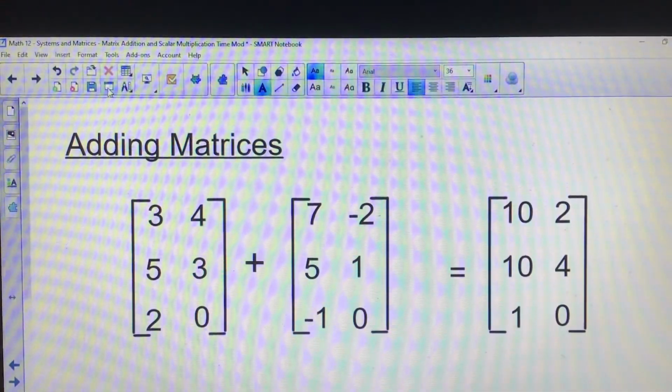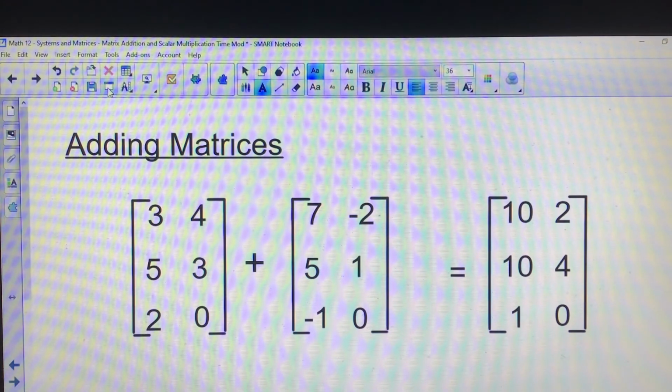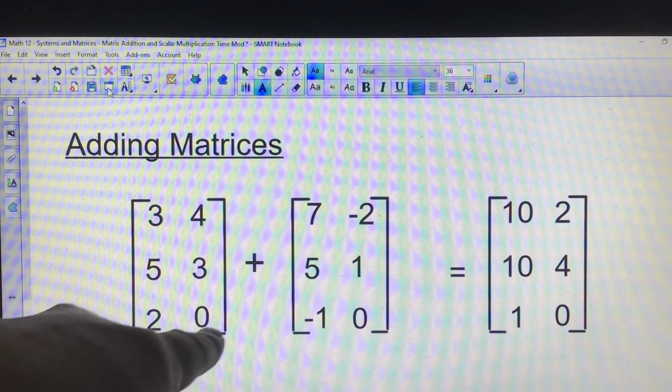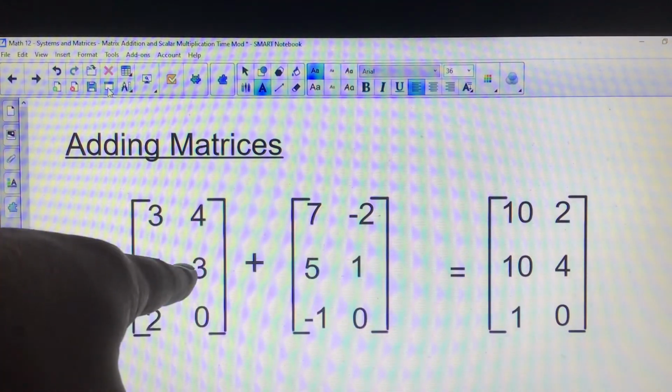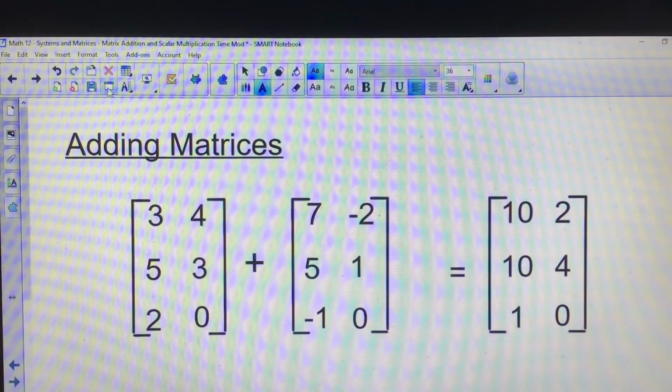All I did was just add the numbers together that were in the same position and put their answer in the position that they came from. So like the last one, 0 plus 0 is 0, 3 plus 1 is 4, and just filled them all in. All right. And once again, so long as they're the same size, you do this.